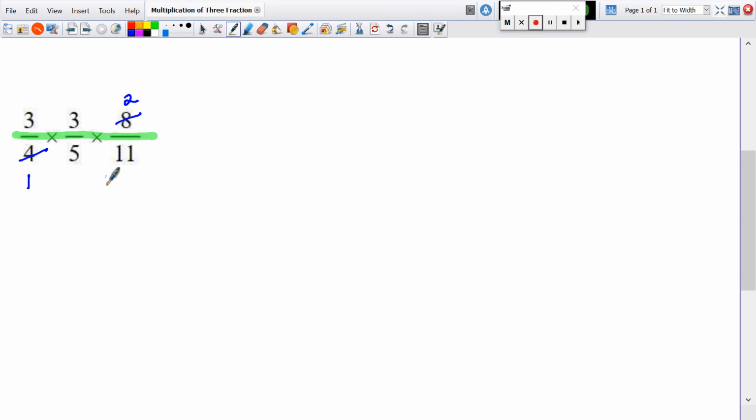Now, if you don't want to do that process, you literally can multiply all of the numerator, all of the denominator, and simplify your final answer. But you're going to have large numbers when you do that, and I prefer to work with smaller numbers. It's totally up to you. Just make sure your final answer is simplified.